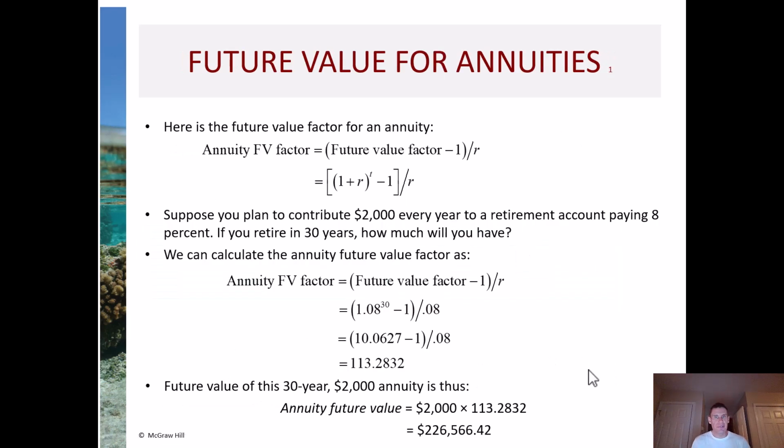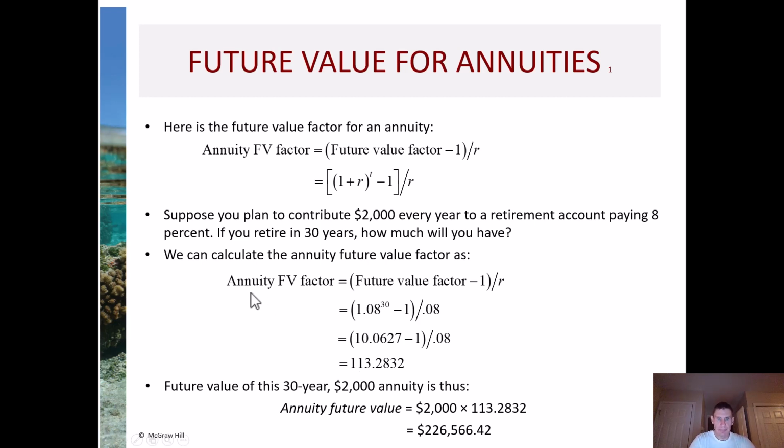All right, future value for annuities. Remember what an annuity is. Think about a steady stream of payments. It could be coming in, could be going out. It doesn't matter. It just has to be the same amount each period. Let's say you want to contribute $2,000 every year to a retirement account paying 8%. If you retire in 30 years, how much will you have in the account?